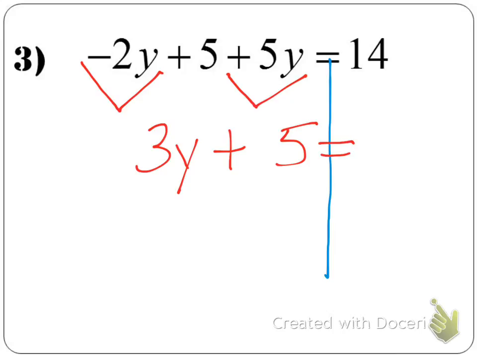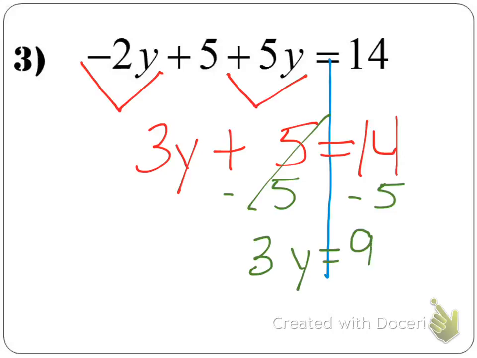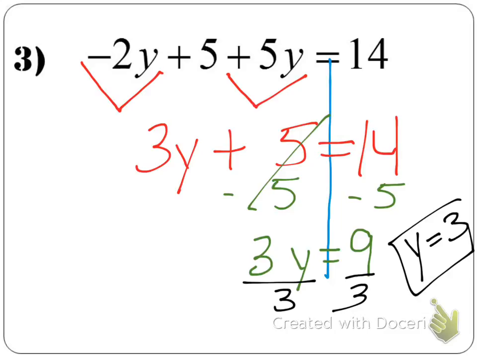And then that's going to equal the 14 has not changed. Now you should be able to do it from here. What do we do? Subtract that 5. Good. So that's 3y equals 9. And then what? Divide both sides by 3. And you should get that y equals 3 because 9 divided by 3 is 3. Any questions?